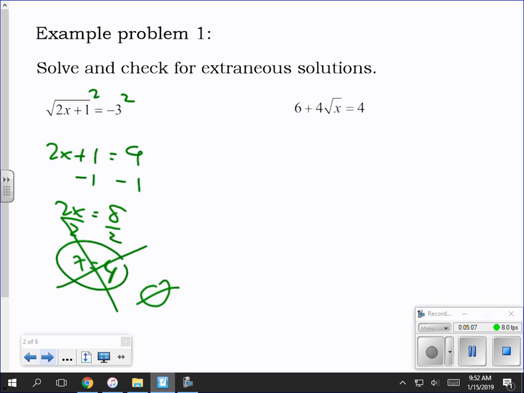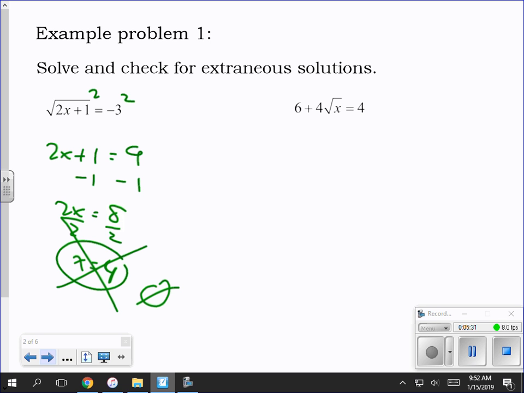But I have to get the square root by itself first. I can't square both sides. If I square both sides now, I will still have a square root, because I'll have 6 plus 4 root x times 6 plus 4 root x, and I will still have a root x as part of my problem. What I need to do first is get the square root by itself.